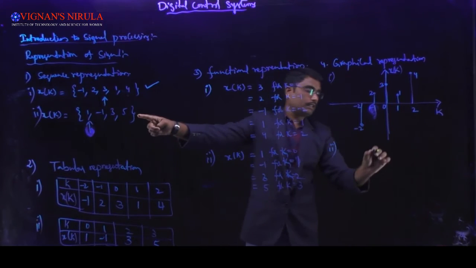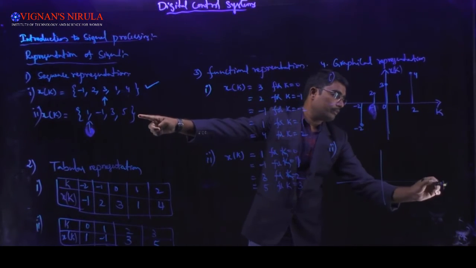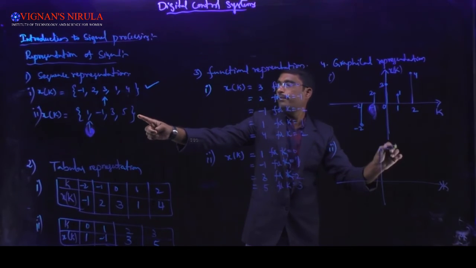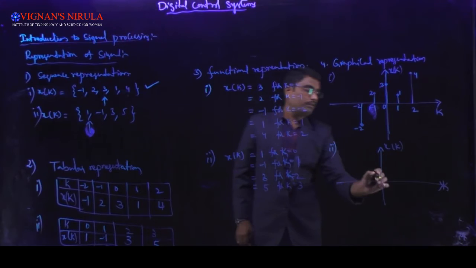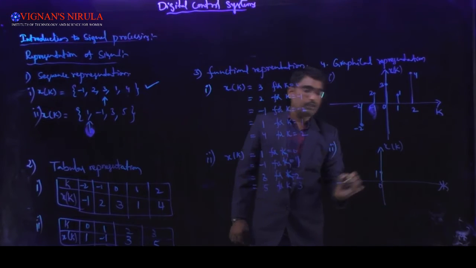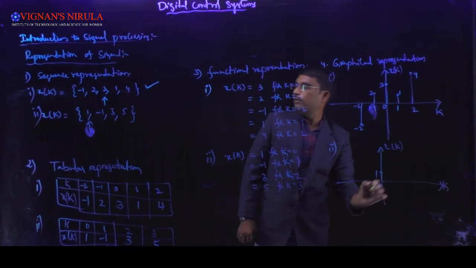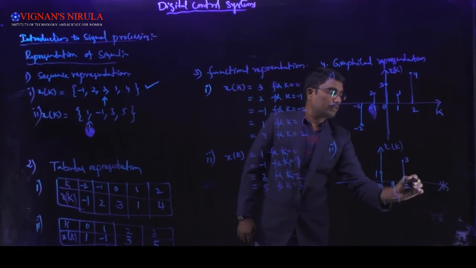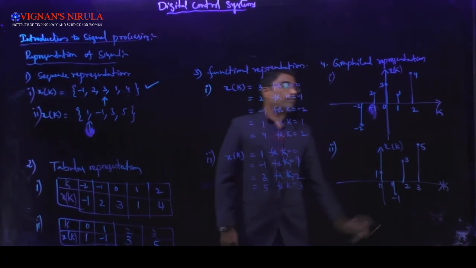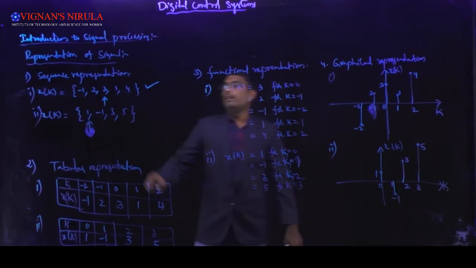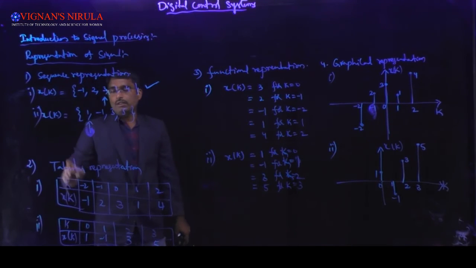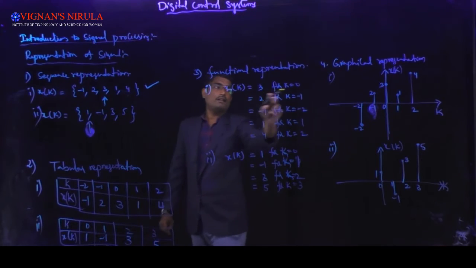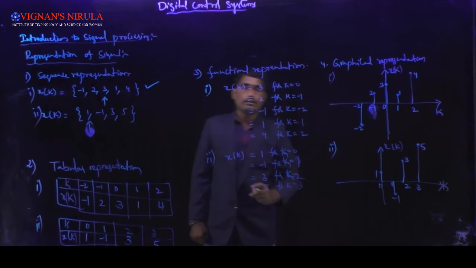Similarly, if you represent this signal, see here, with respect to k, x of k, for k equals 0, it is having 1. For k equals 1, this is having an amplitude of minus 1. For k equals 2, this is having an amplitude of 3. For k equals 3, this is having an amplitude of 5. In this way, we can represent a given discrete time signal in sequence representation, tabular representation, functional representation, and finally graphical representation. Thank you.